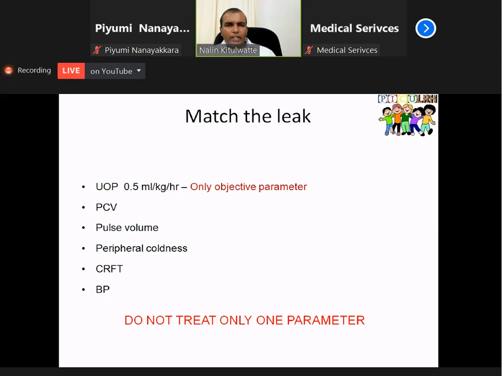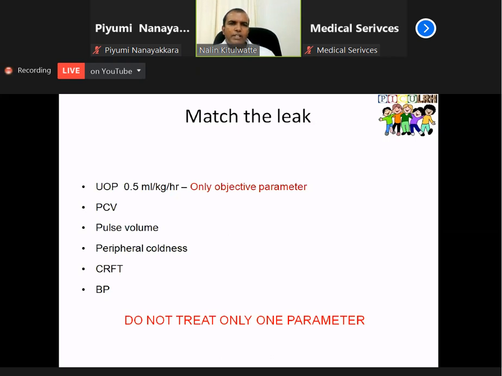So how can you do that? For that, you have to monitor these parameters: urine output, PCV, pulse volume, peripheral coldness, capillary refilling time, and blood pressure. These 6 parameters are monitored because by monitoring only one parameter, you cannot get any idea. So don't go by one parameter. Monitor all these 6 parameters. Then you can have some idea about the intravascular volume.